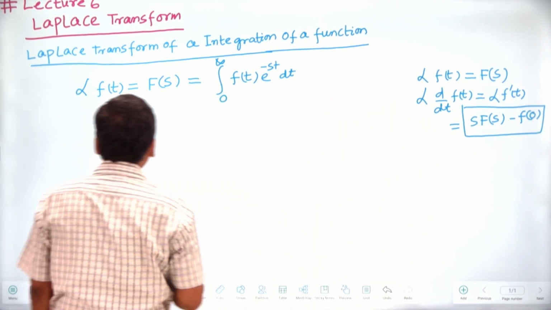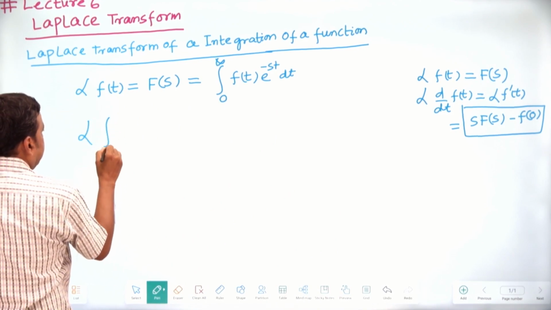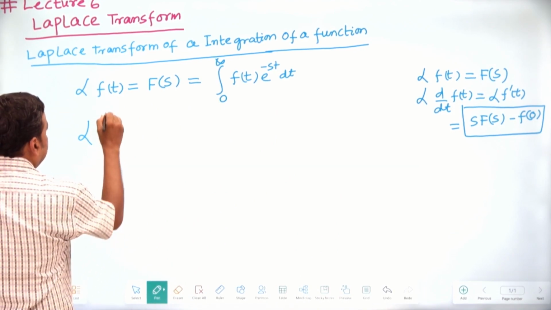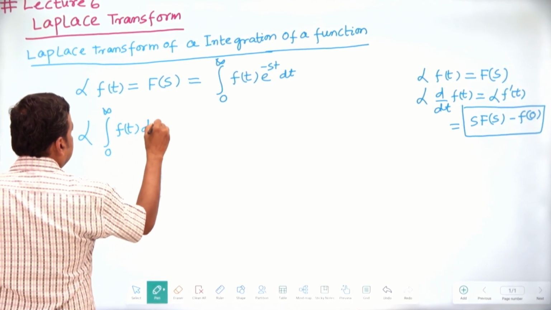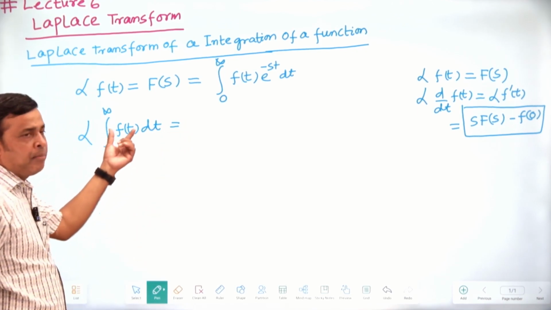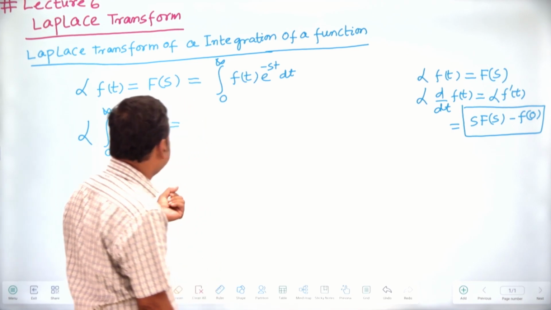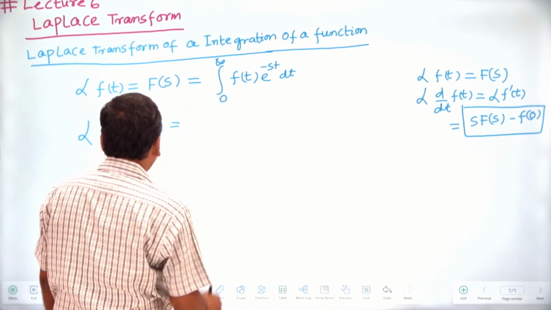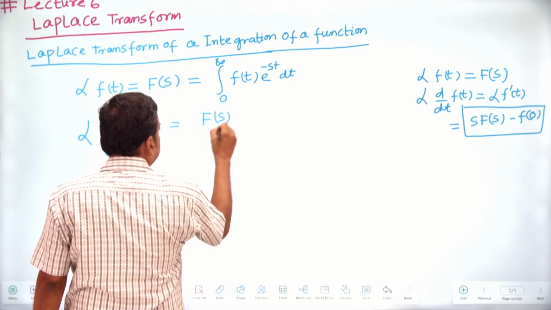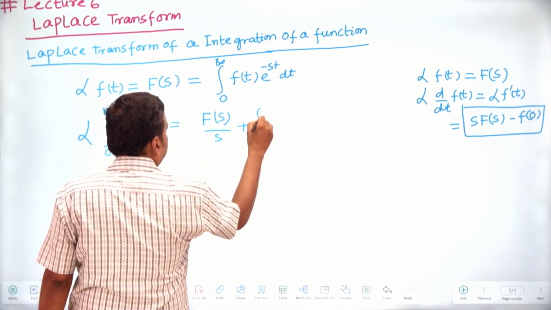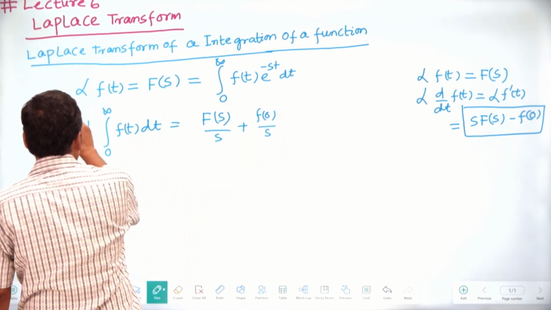Similarly, consider the Laplace transform of an integration of a function. Suppose the integration of f of t dt, which is the integration of a time domain function. How do we calculate the Laplace transform of the integration of a function? For the integral of f of t dt, the formula is F of s by s plus f of 0, the initial value, by s. This is the Laplace transform of integration of functions.